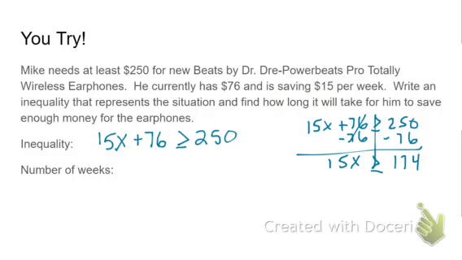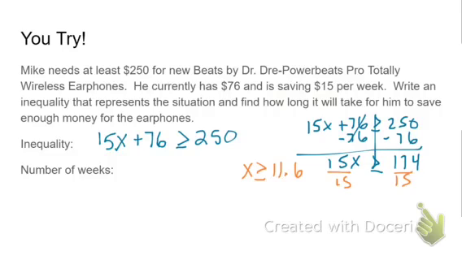Our next step here, divide by the 15 on both sides, and we get that x has to be greater than or equal to 11.6. Well, here's the issue, guys. Again, just like with that hot dog problem, he's not earning $15 for 0.6 of a week. He gets that at the end of the week, so he has to work a full week.